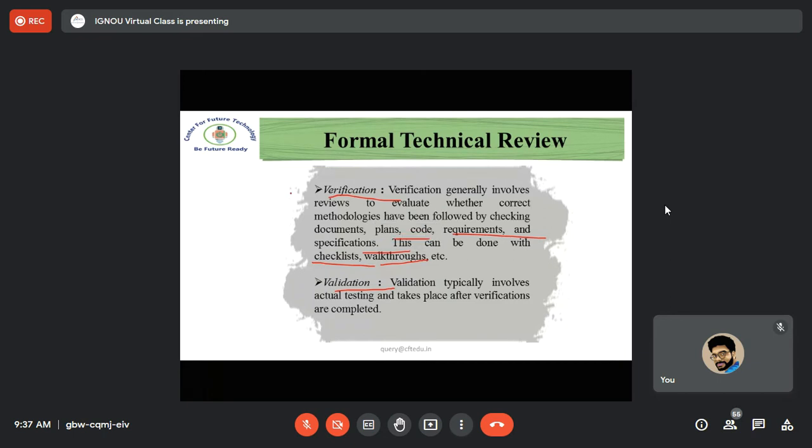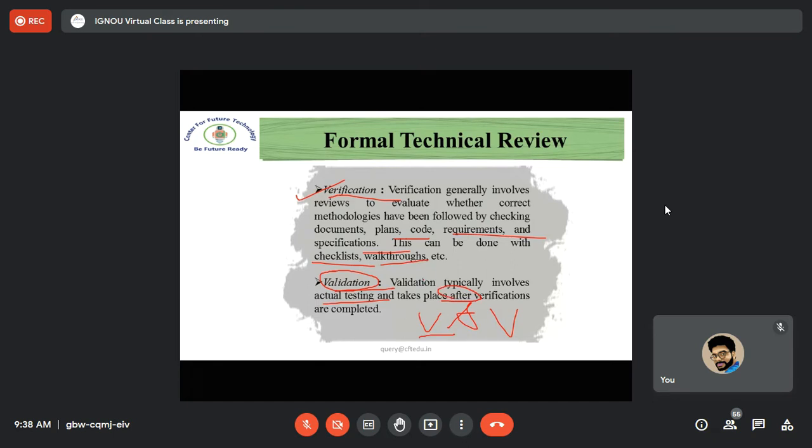Validation typically involves the actual testing that takes place after the verification is completed. In some books it is written as V and V activities: the first V stands for verification and the second V stands for validation. Validation reflects the entire behavior of our proposed software, which is why it involves actual testing and always takes place after verification is completed.